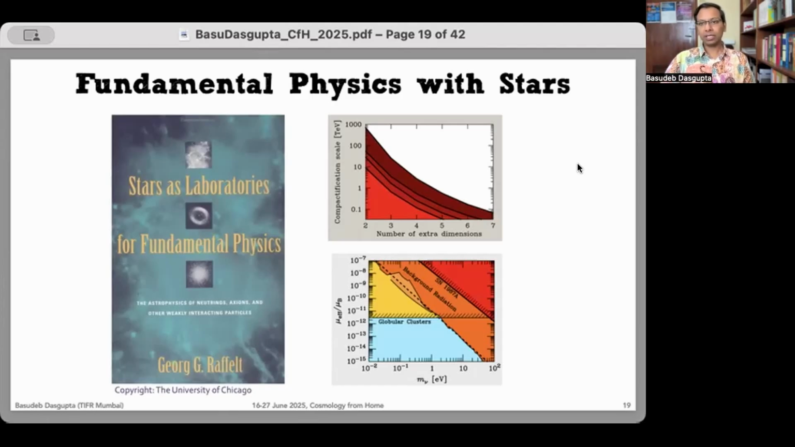And here are two examples. The top panel shows how you can put bounds on the compactification radius of extra-dimensional theories using emission of neutrinos, because basically, if there are extra dimensions, there will be Kaluza-Klein modes, and the Kaluza-Klein modes of the neutrinos would steal energy from the star and make it cool very rapidly. The fact that this did not happen for supernova 87A, where we saw basically a 10-second long burst, tells us that there are constraints on extra-dimensional theories. Similarly, there are bounds on magnetic moments and neutrino masses and so on.